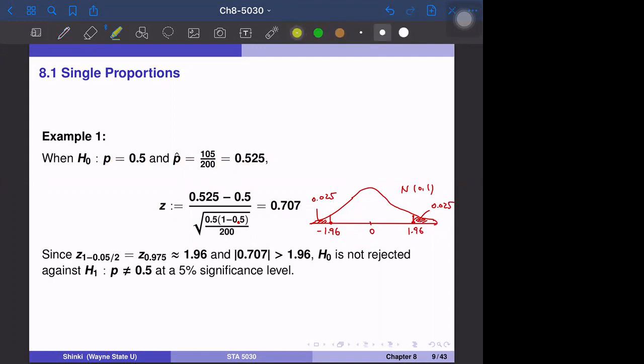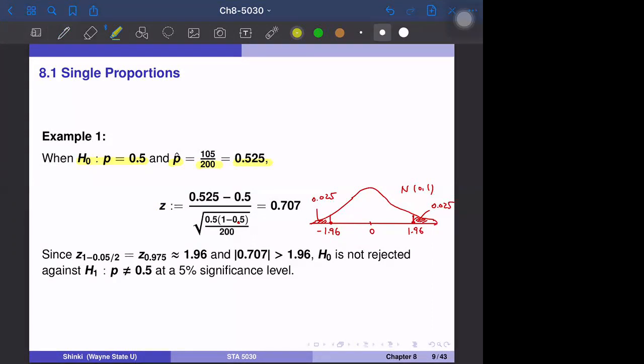Hi, an example for single proportion tests. Suppose that the null hypothesis is p equal to 0.5, and our sample proportion is 105 over 200, that is 0.525. We want to see if this p hat is plausible under the null hypothesis.